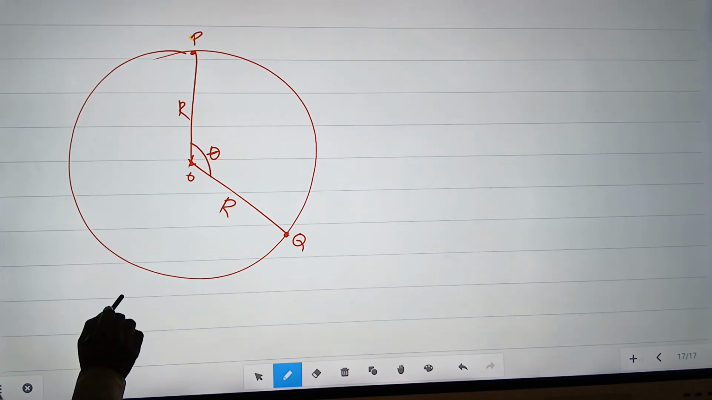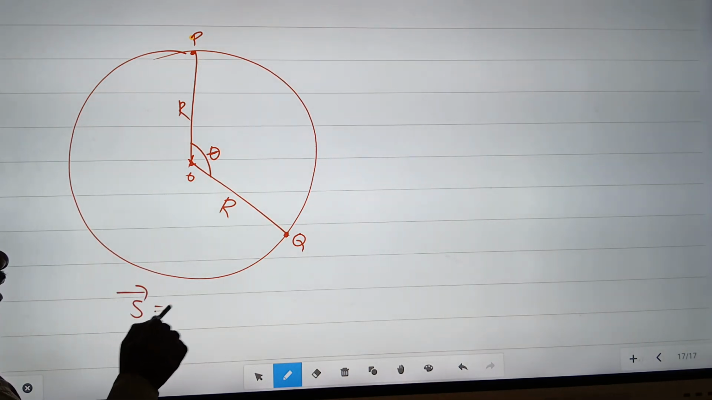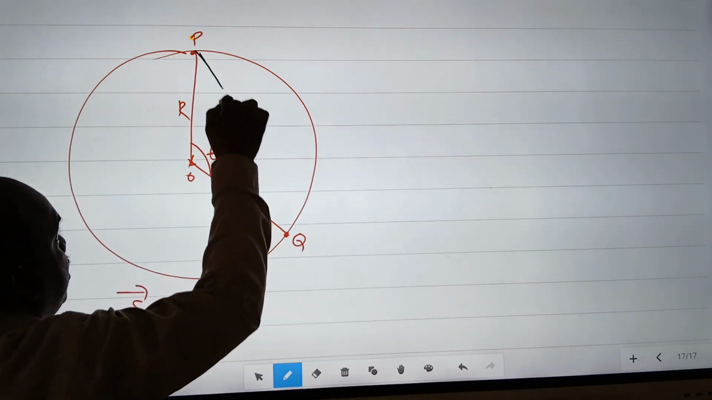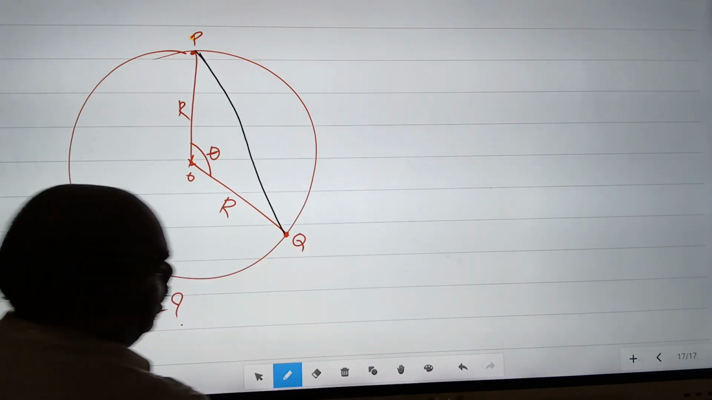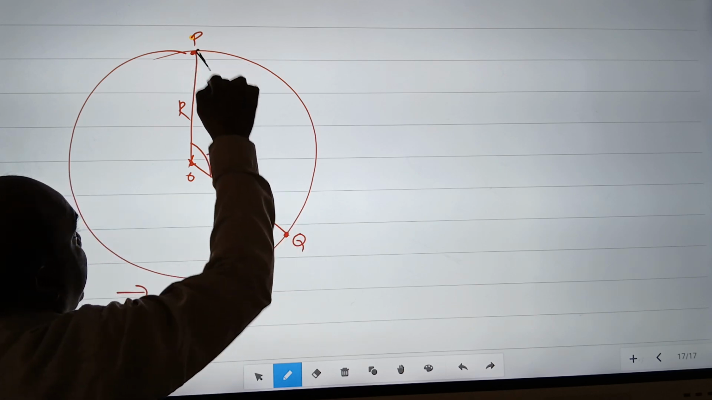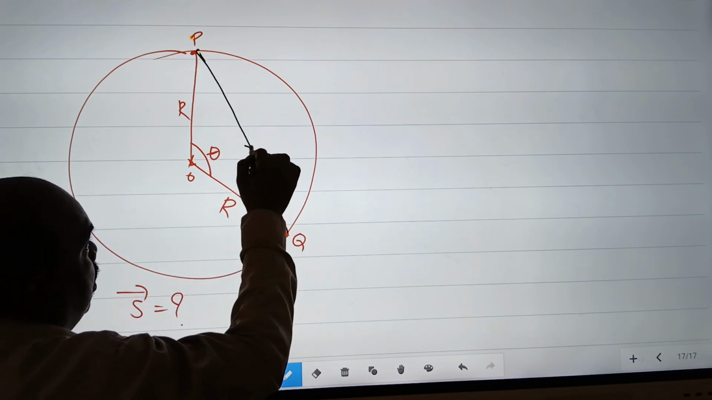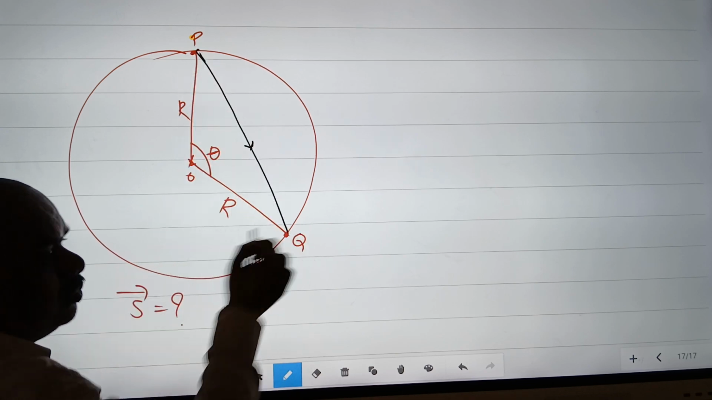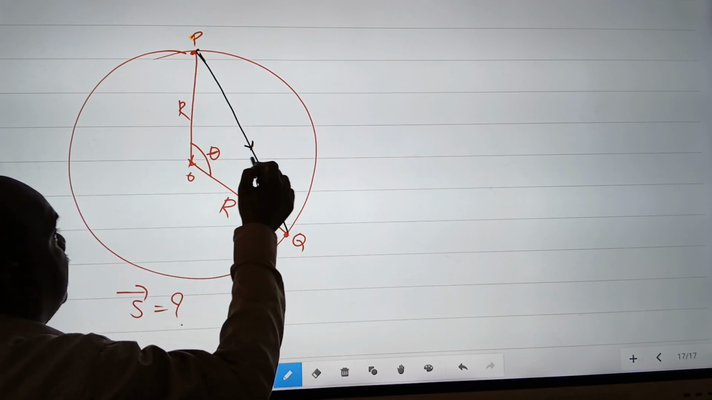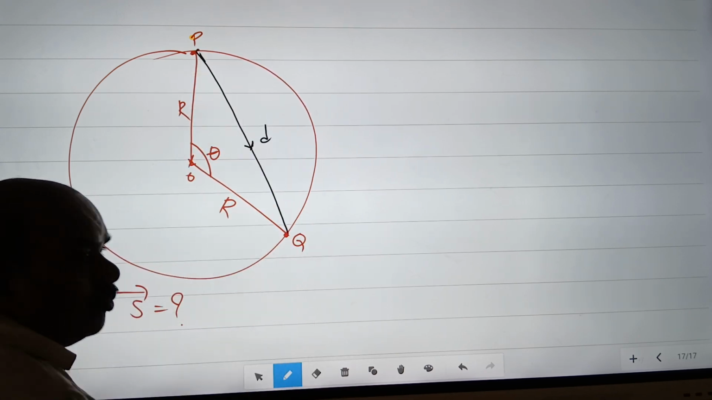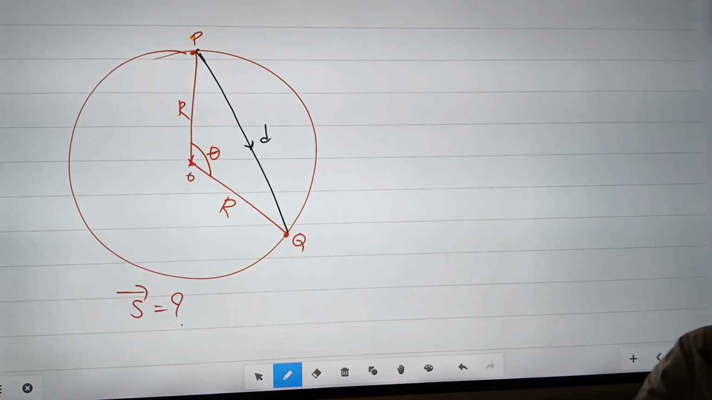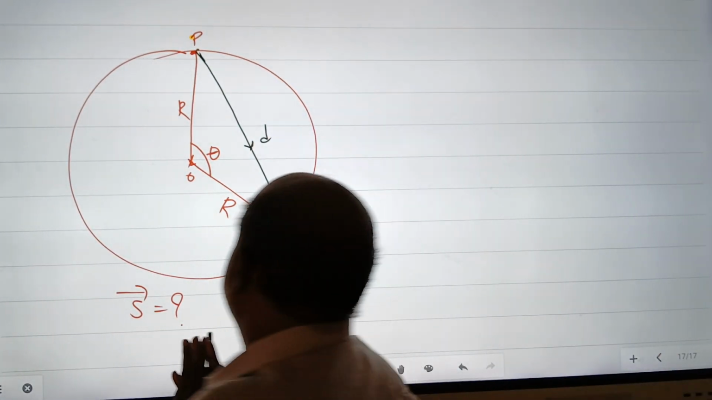Now they are asking what is the displacement. Find the displacement. How to do this? You will say displacement is the shortest path between initial position and final position, sir. So initially it started from P, finally it reached Q. So this is the vector. Then how to find this length? This is the resultant. Let the resultant be D. You need to understand the vector concept here. We need to apply the vector concept here.